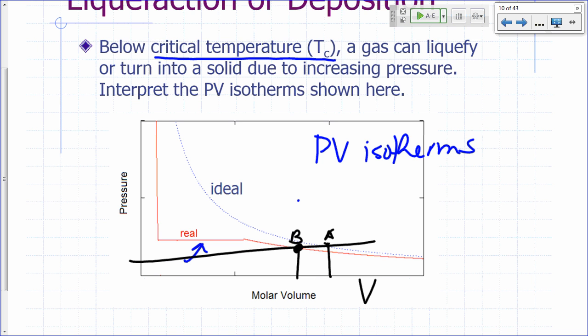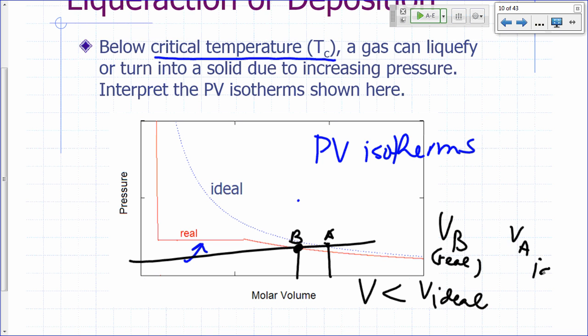The real volume is less than the ideal volume, right? V sub B is your real volume, and V sub A is the ideal volume. So what does this mean? That your gas is in such a case where attractive forces are important, so it's occupying a volume that's smaller than the ideal volume.